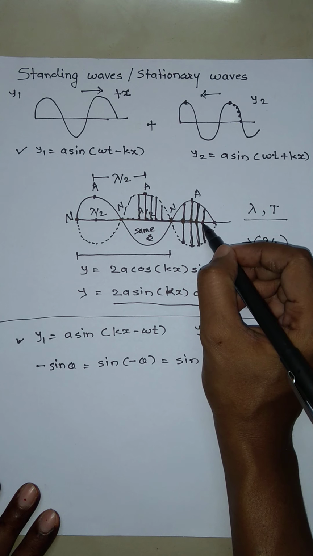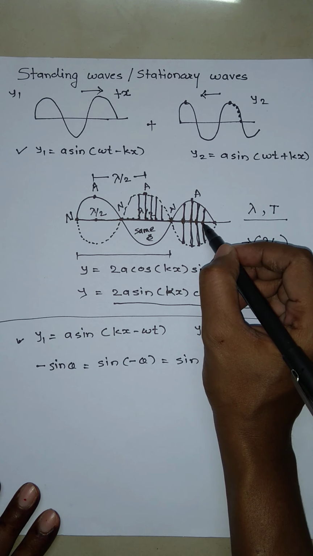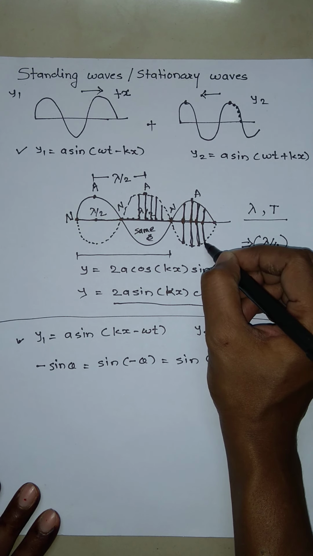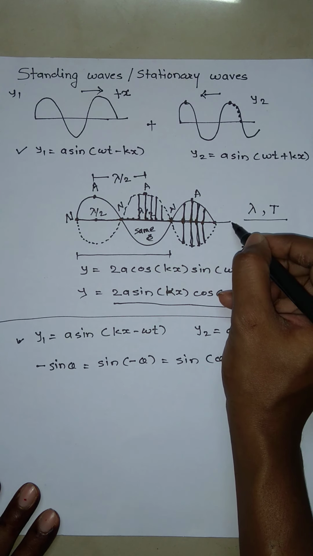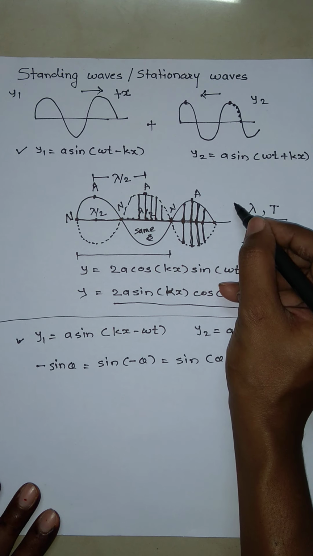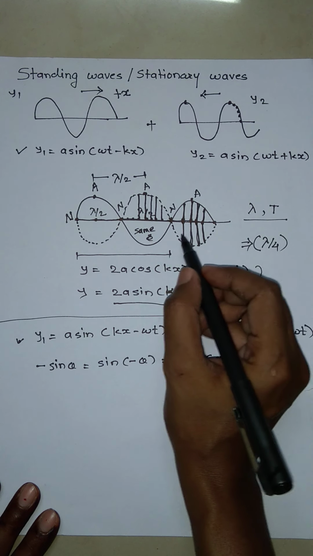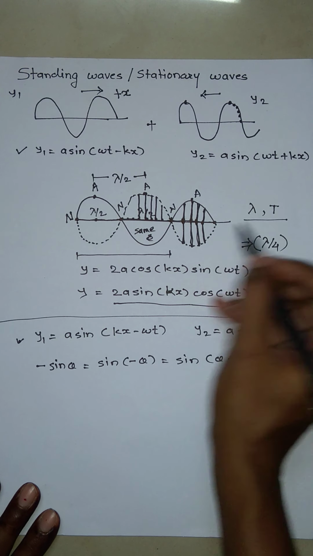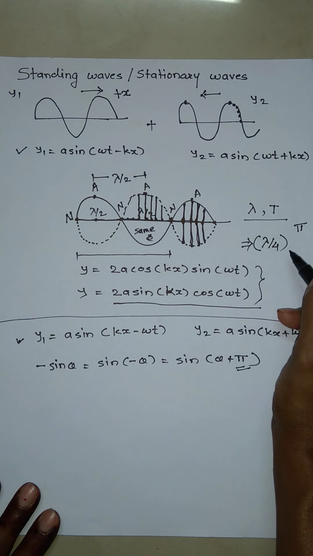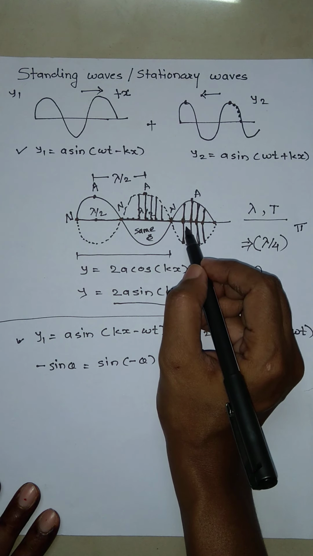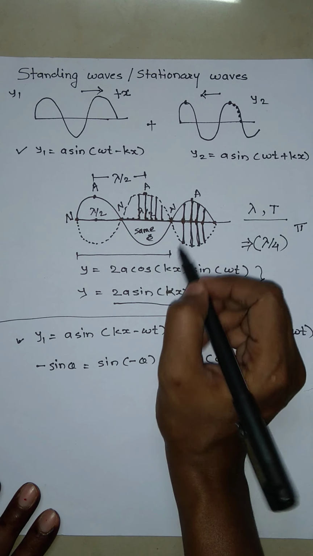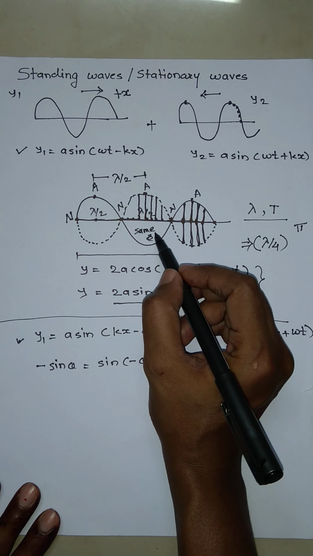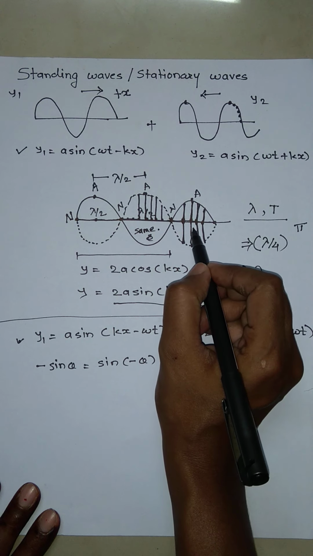while in the next loop all particles approach to downward position. To the next loop all particles are approaching to the upward position, and like this all successive loops are having different or opposite phase. Phase difference equals to pi between all particles of loop. Thus phase of standing wave varies loop to loop.